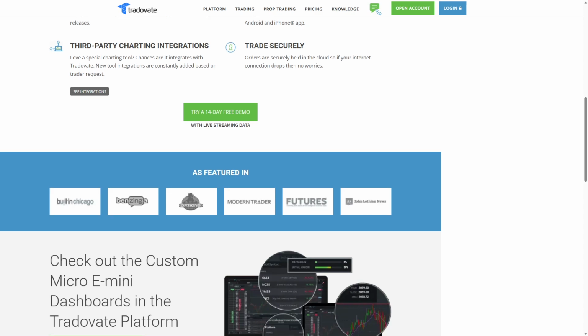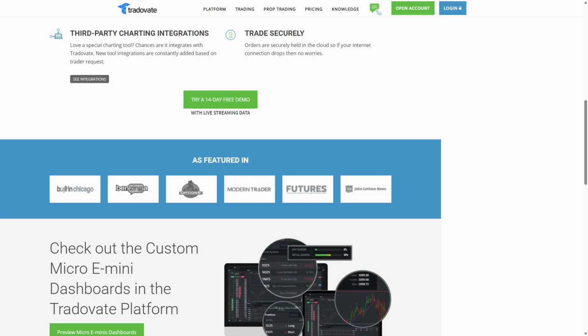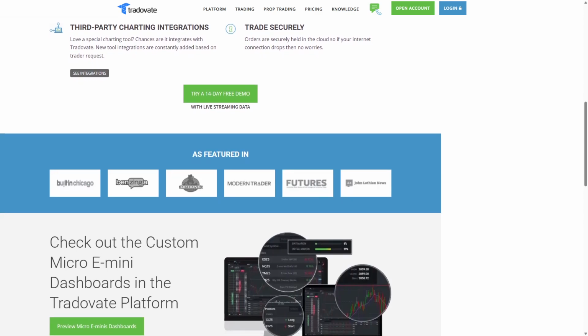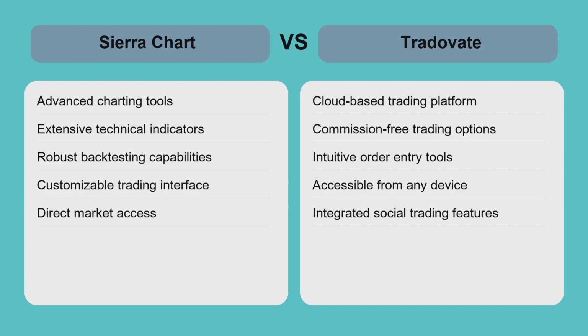Beginners and those looking for a modern, no-fuss platform will find Tradovate particularly appealing, especially with its competitive pricing and cloud infrastructure. Comparing Sierra Chart and Tradovate highlights a trade-off between depth and convenience. Sierra Chart excels in detailed market analysis, offering advanced charting tools and customization for traders who rely on technical precision. It suits desktop users focused on strategy development and automated trading.